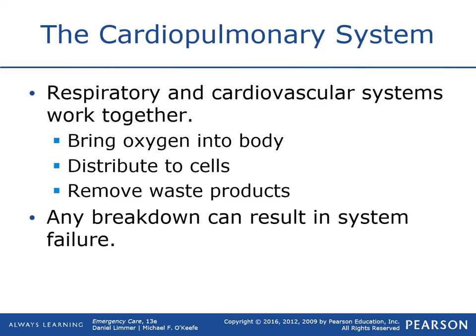So, reminder, the respiratory and cardiovascular systems work together hand in hand. Respiratory system brings the oxygen into the body and removes the waste products, so the carbon dioxide. And then the cardiac system will distribute the oxygen to all the cells. So if you have a failure in one area, then it's going to be a failure of the entire system. Remember, we have that chain link of survival. And if one of those links goes wrong, then you don't have your chain anymore.